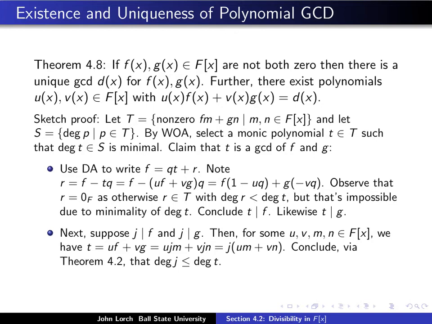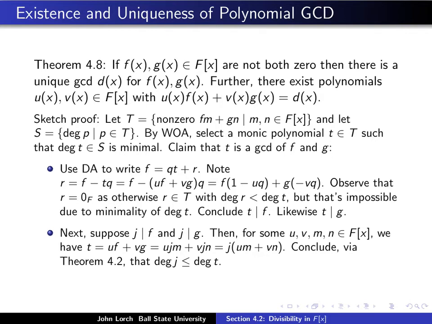Now, this special polynomial t that we've come up with, we claim that this is a greatest common divisor for f and g. To show that t is a greatest common divisor of f and g, we'll have to do two things. First, we'll have to show that t divides evenly into both f and g. That's the topic of the first bullet point. And then we'll have to show that among divisors of f and g, t has the largest degree. That's the topic of the second bullet point.